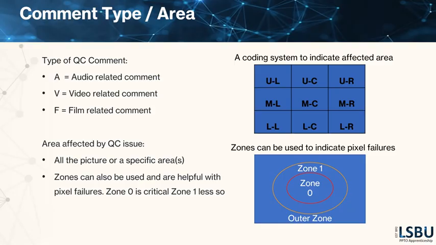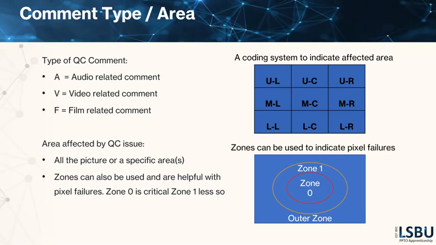So when we're looking at our video screen, we'll be watching it and we'll be looking for some kind of error occurring in the video. And there's a number of different ways of reporting that. Here, on your QC report, you could say that it's audio related, video related, or film related comments. And then you could give a brief description of what the problem is. And then you can explain where on the screen the problem might be.